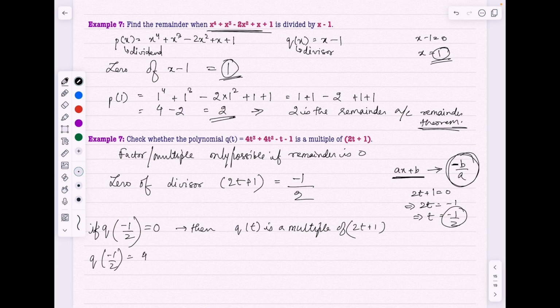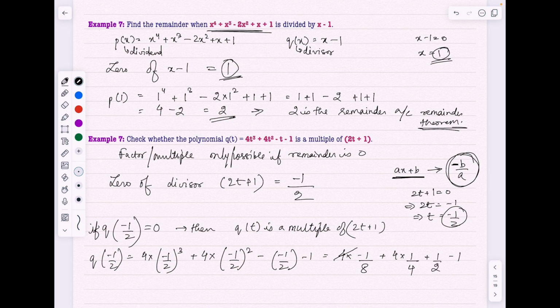This is 4 into t cube, so 4 into minus 1 by 2 cube, plus 4t square, so 4 into minus 1 by 2 square, minus t, so minus of minus 1 by 2, minus 1. Getting it? So 4 into minus 1 cube is minus 1, and 2 cube is 8. Plus 4 into minus 1 by 2 square, which is 1 by 4. Minus into minus of this is plus 1 by 2, and this is minus 1.